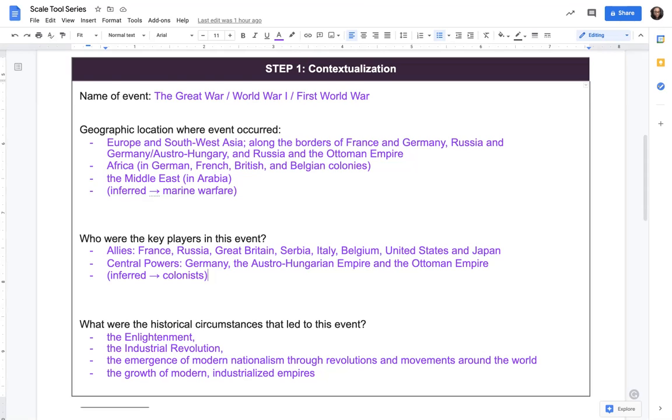Now that we have our background and we have our step one completed, our next step is going to be looking at the spatial scale of this First World War.